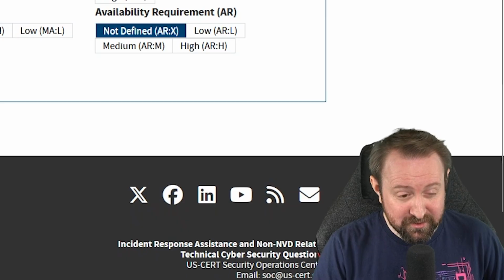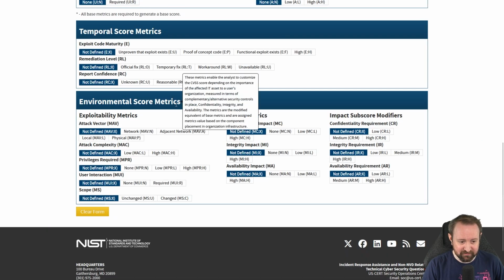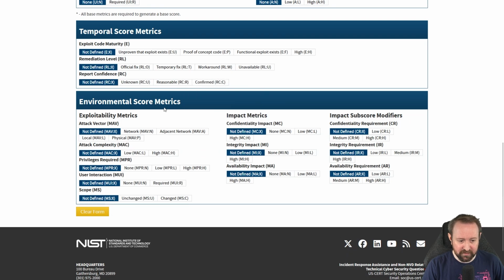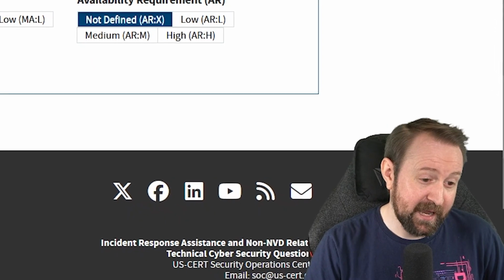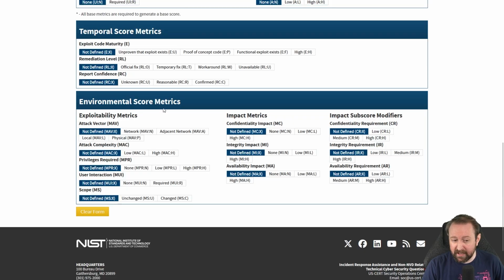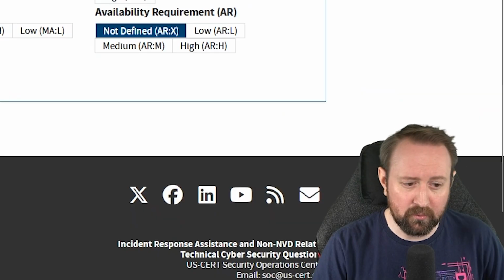Let's go back to environmental score metrics. So these are the interesting ones. These are the ones which pen testers won't really ever have to use. But if you're a consumer, if you're actually dealing with fixing vulnerabilities, if these vulnerabilities affect your environment, you might have some knowledge about your environment that makes these vulnerabilities either more severe or less severe.